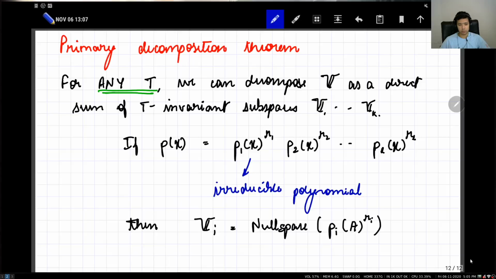And what are the matrix polynomials? So if the minimal polynomial is p of x, which is p1 of x to the r1 times p2 of x to the r2 and so on up to pl of x to the rl, where each pi of x is an irreducible polynomial, which means that you cannot decompose it over that particular field into a product of polynomials of smaller degrees, then Vi is equal to the null space of pi of A to the ri.